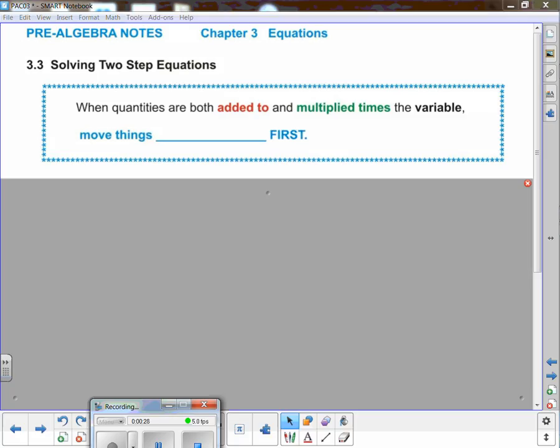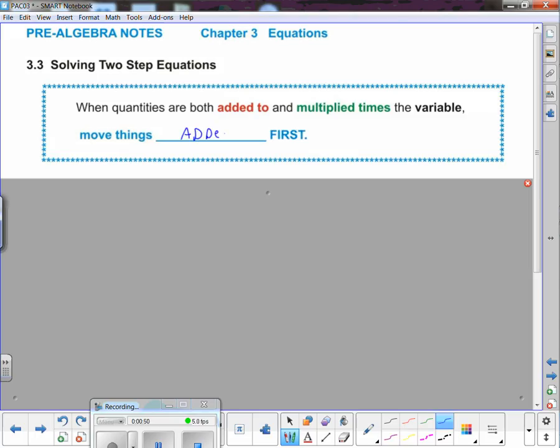You have to know which one to move first. Common sense would tell you to move which one first, added or multiplied? Most people say multiply because of the order of operations. This isn't an order of operations issue. You want to move things added first. You need to know that.